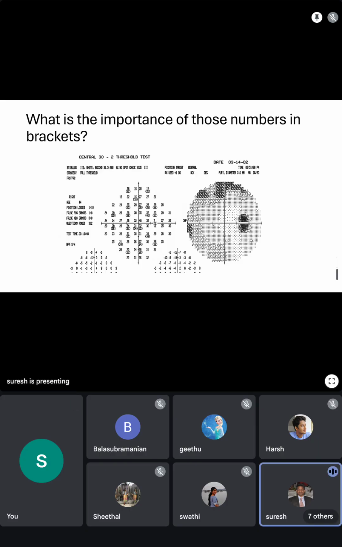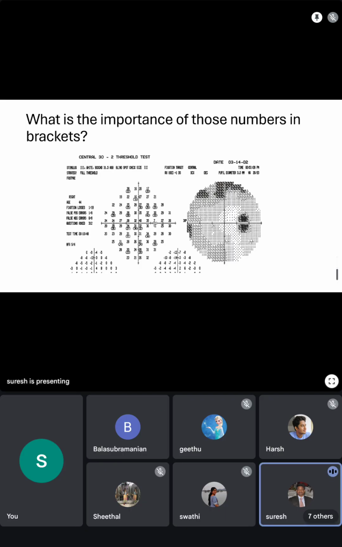This is normally done only when you do a full threshold. You will not see these brackets and values in a regular SITA Fast or Faster. We will do it only in a full threshold, to calculate short-term fluctuation. Have you heard of short-term fluctuation? What is short-term fluctuation? Intra-test variability, sir. Very good. It is intra-test variability. So how do you see the variability even while doing the test? That is what this is.